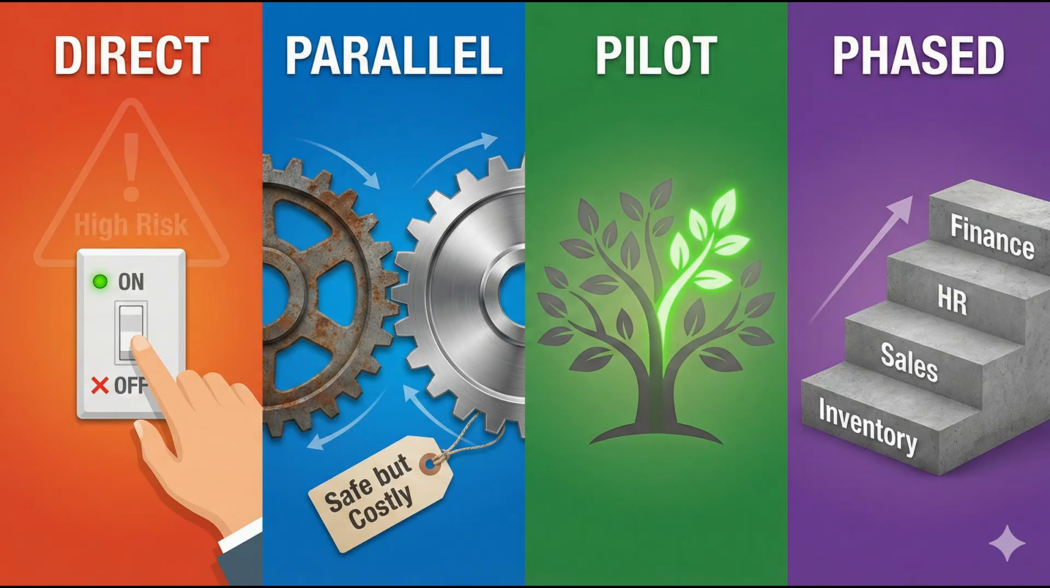Next is parallel running. With this method, both the old and new systems run simultaneously for a period of time. The major advantage is that if the new system fails, the old system is still there as a backup, so the organization can keep functioning. This is the safest method.